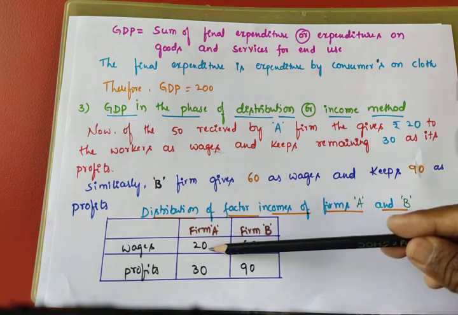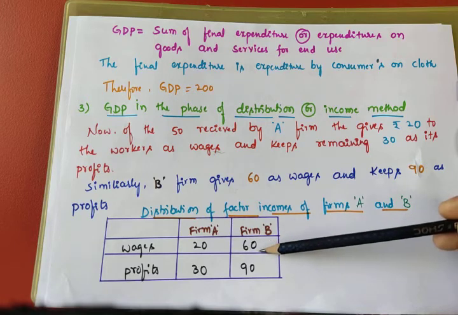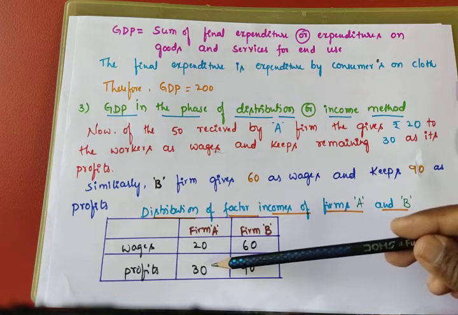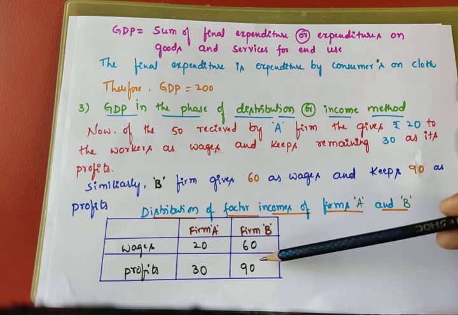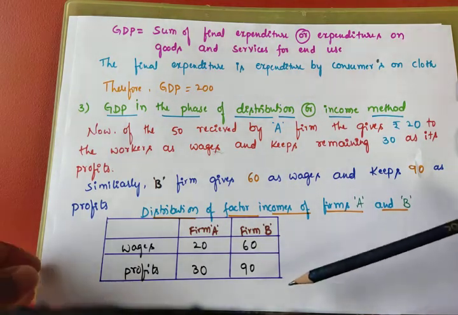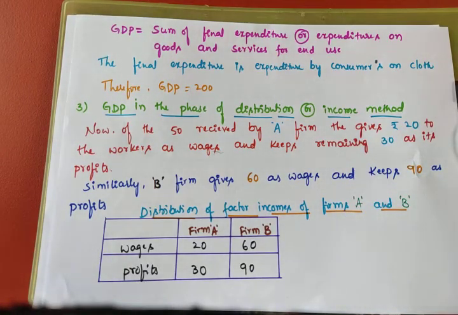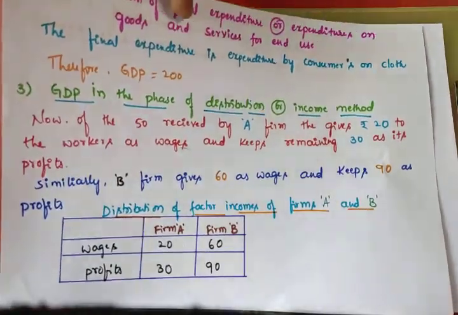Okay, here you have to calculate under this method. For wages, firm A provided how much? 20. Firm B provided wages 60. And firm A keeps how much? Firm A keeps 30 rupees as profit, and firm B keeps 90 rupees as profit. Imagine, we are discussing which one? Under the income method.